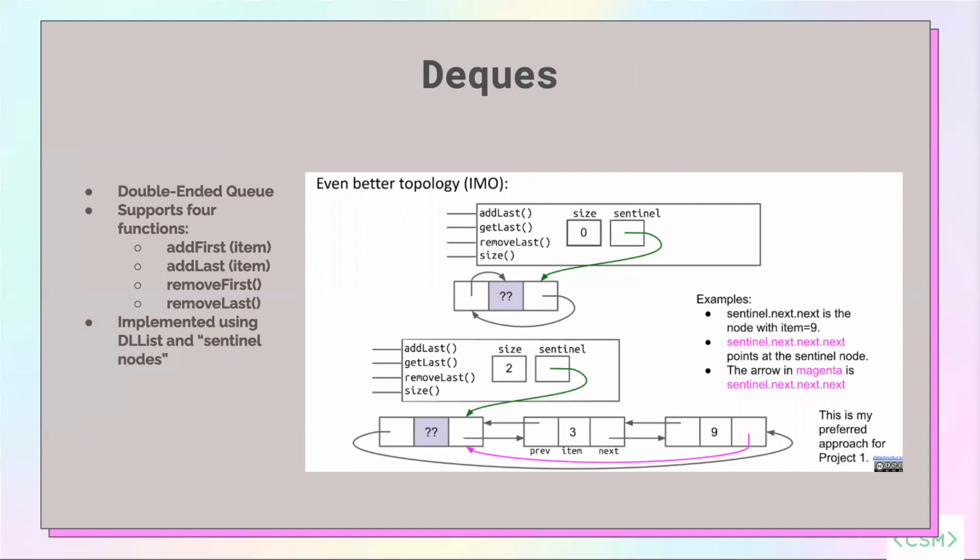And so if you want to implement a deque using a linked list, you're going to have to use a doubly linked list. And let's think about why that's the case, right?